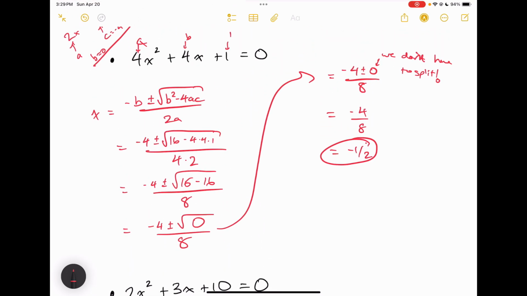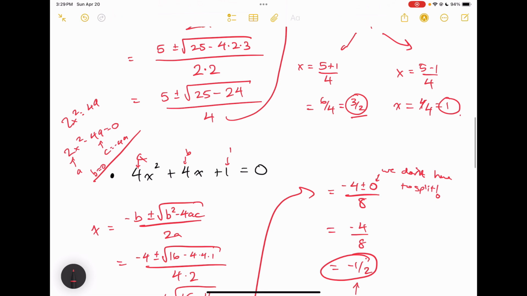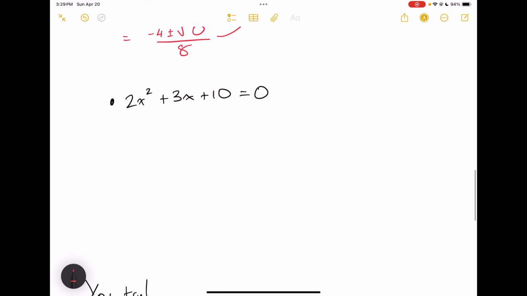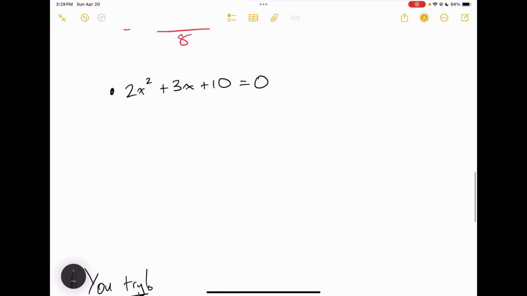So in this case, we didn't have two solutions. I just had one solution. The previous one, I had 3 over 2 or 1 as possibilities. So this was 2 solutions. What does a 0 solution look like? Well, if you remember what things looked like when we took square roots, you might already know where this is going. Let's see with this example, 2x squared plus 3x plus 10 equals 0.